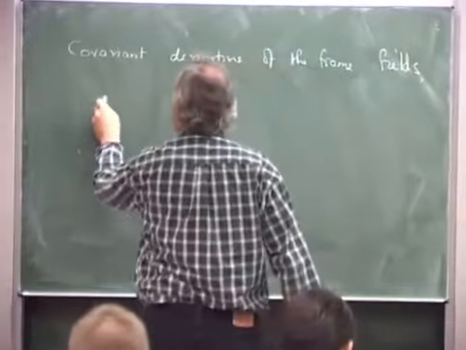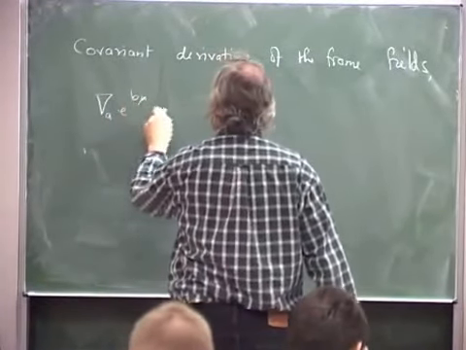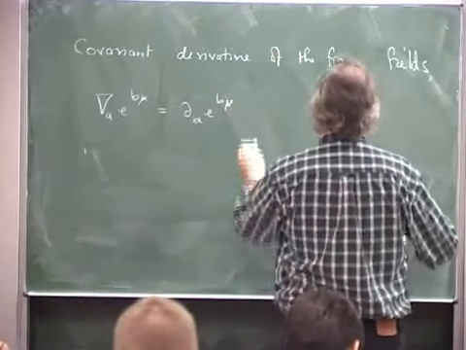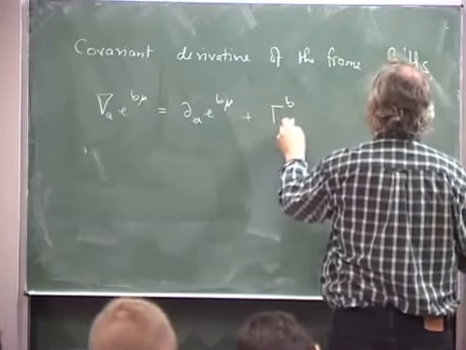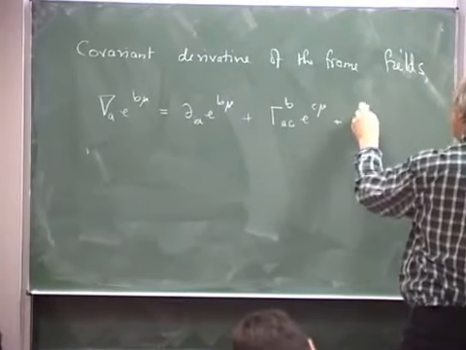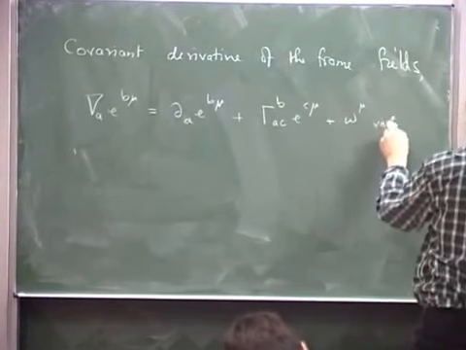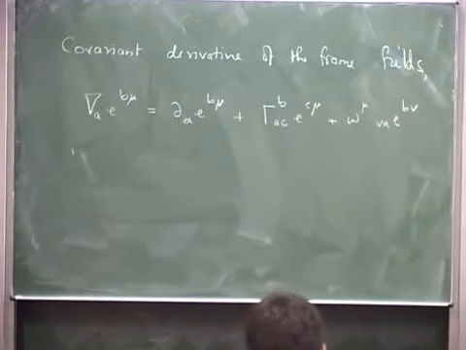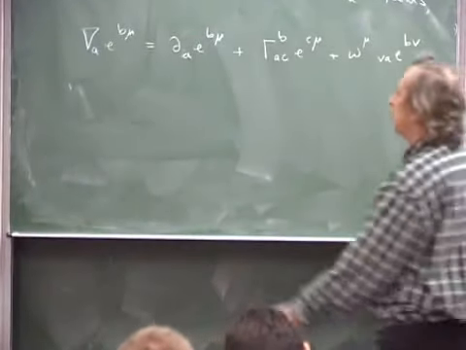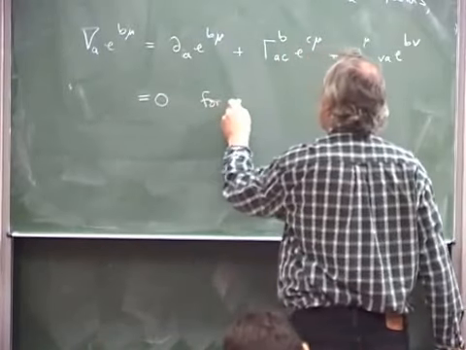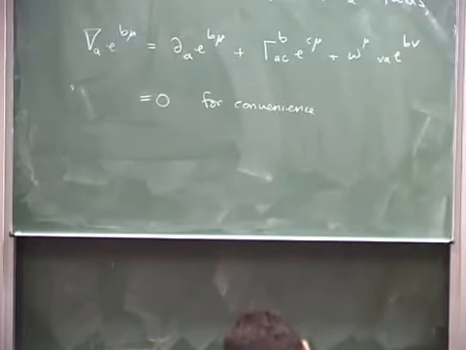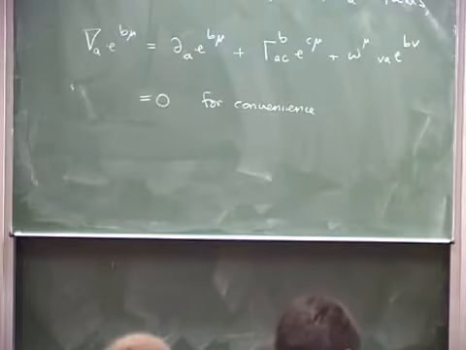And this was ∇_A e^B_μ = ∂_A e^B_μ + Γ^B_{AC} e^C_μ + ω_{μν A} e^{Bν}. This is supposed to be equal to 0 for our convenience, so that it's basically the same thing as demanding a symmetric metric connection.